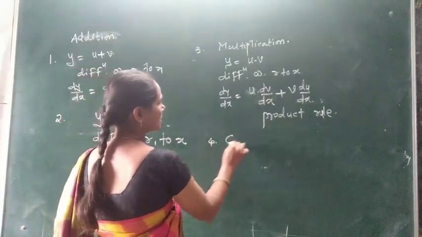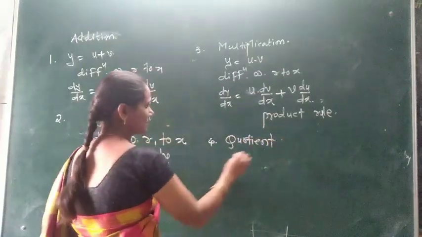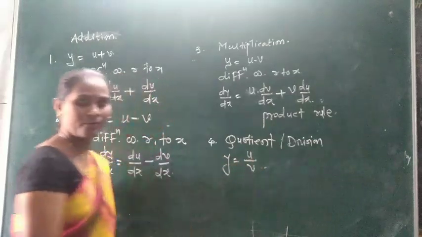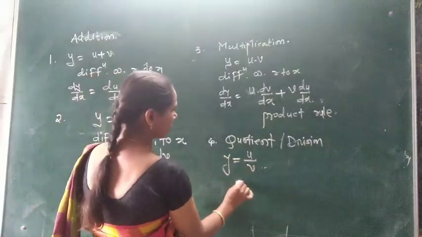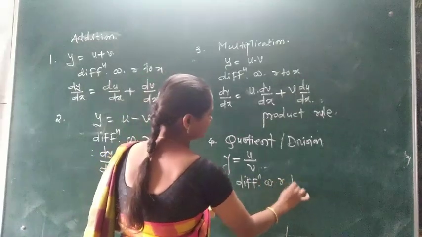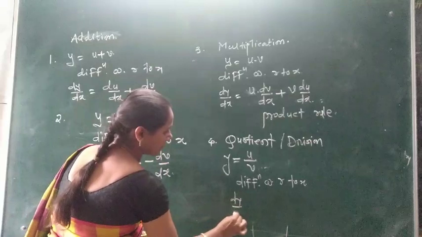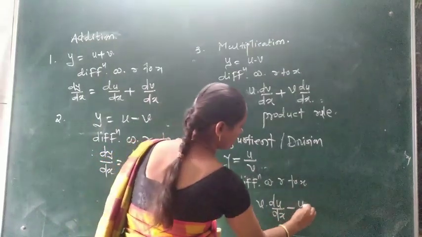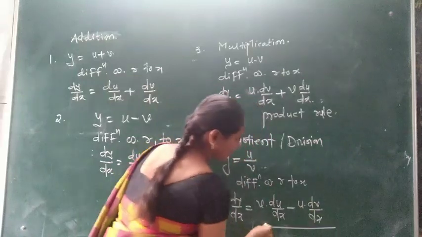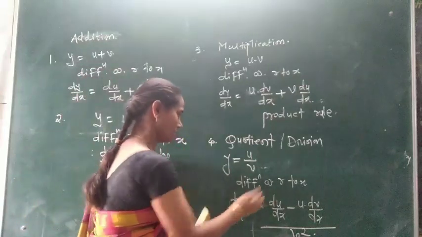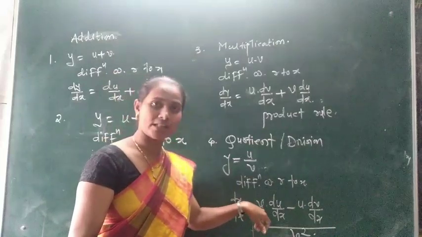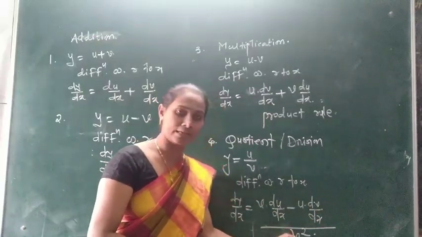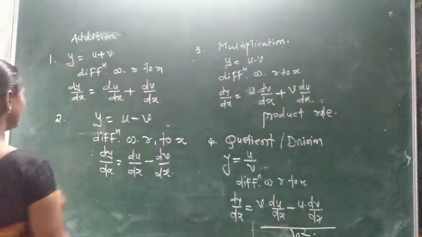Next one is division, also called the quotient law of differentiation. Quotient means division, when there is division between two functions. If y is equal to u upon v, and we have to differentiate y, we differentiate with respect to x. dy upon dx is equal to v into du upon dx minus u into dv upon dx, divided by v square. Keep in mind the quotient rule: dy upon dx is equal to second function into derivative of first, minus first function into derivative of second, divided by the second function square. We take some examples based on these rules.